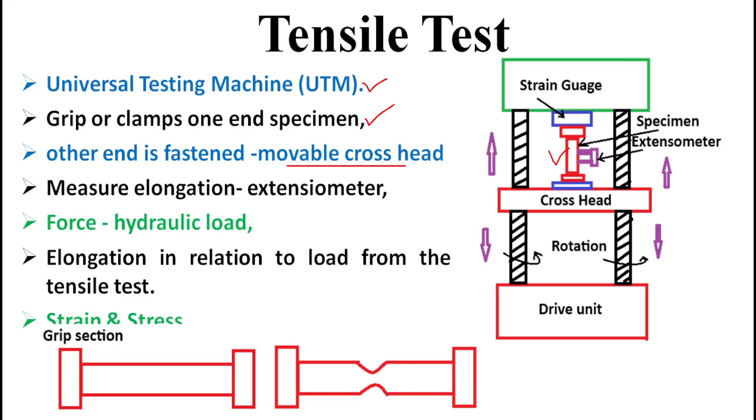We measure the elongation using the extensometer. The extensometer is used to measure the elongation of the specimen. The force is applied by using hydraulic load. The elongation in relation to the load from the tensile test gives the strain and stress.